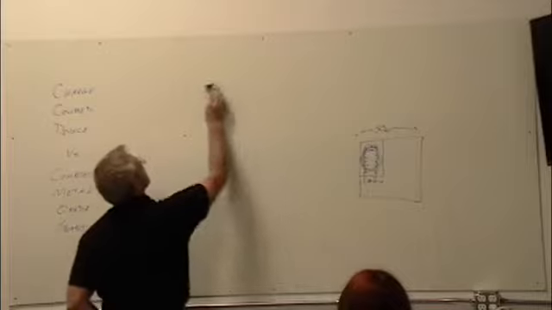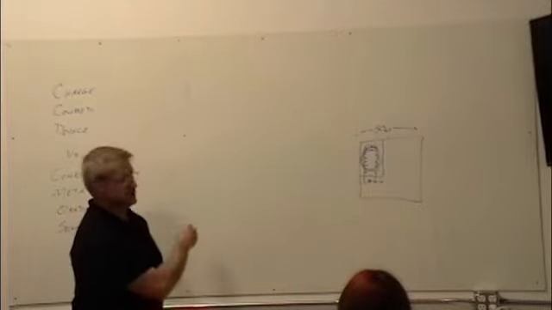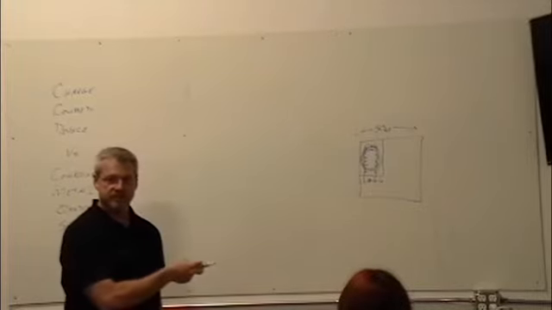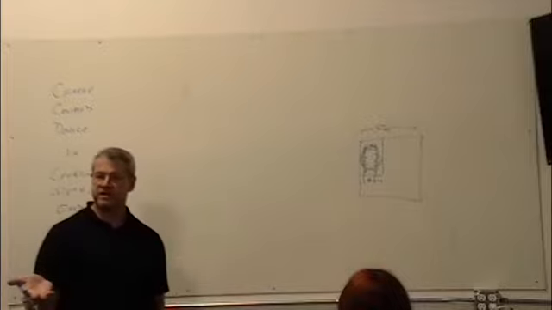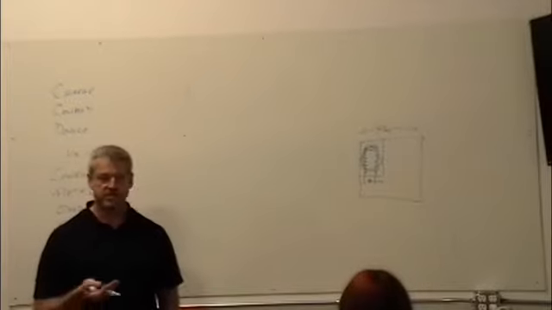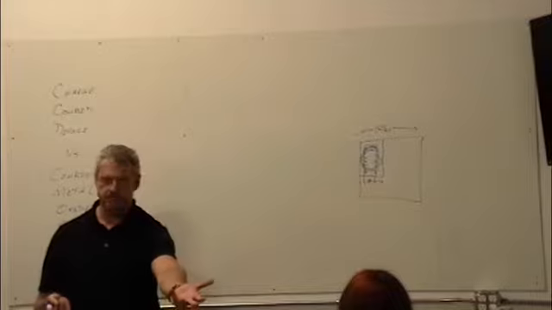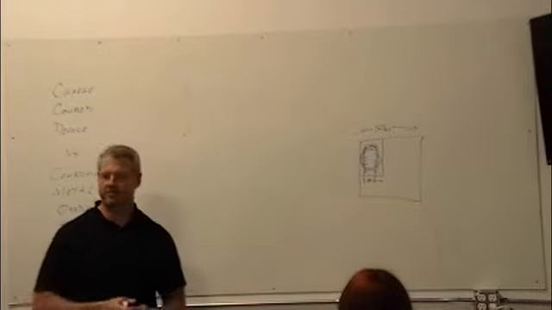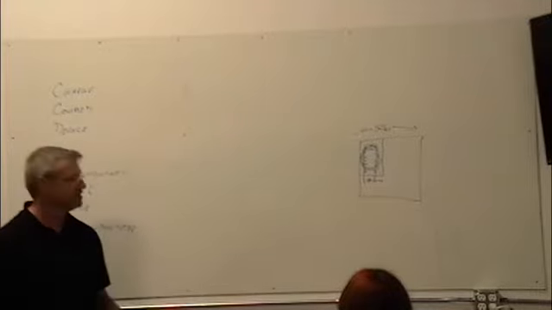CMOS. CMOS has all the same problems, electron traps, whatever. It's nice because I can use a CMOS process. CMOS process is what I use to make my CPUs. It's what I use to make practically everything in the world these days.